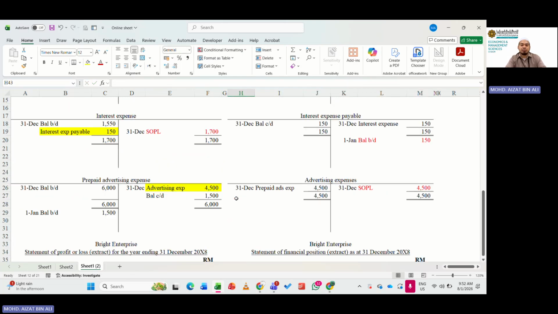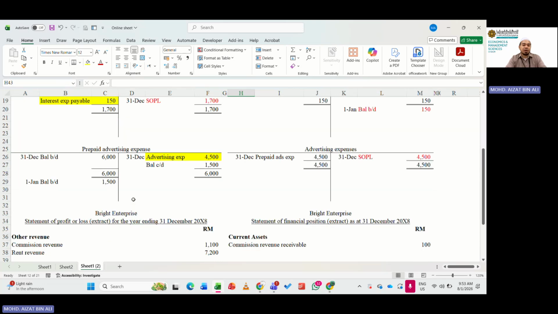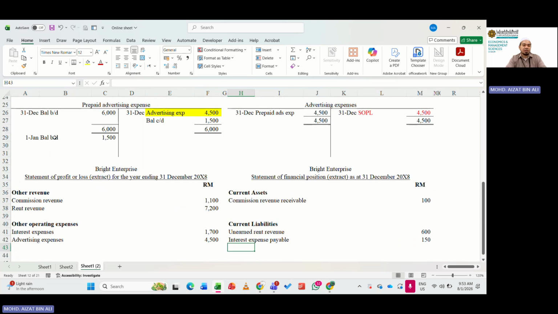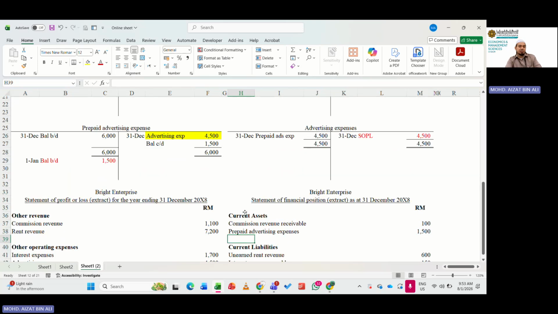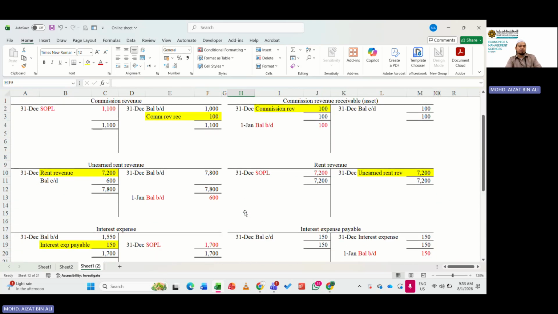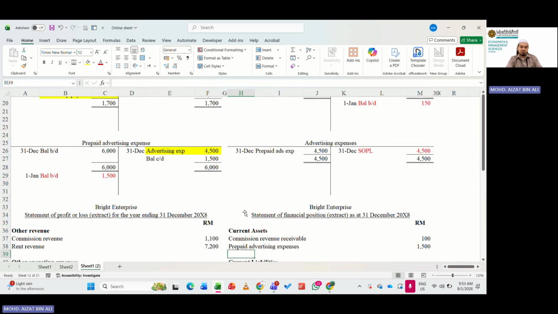And lastly, we have our prepaid advertising expenses. On debit side, this would be current assets. Prepaid advertising expenses, 1,500 ringgit. All right, so I think that's it. This is it for question number 4.